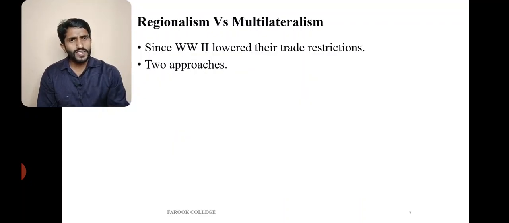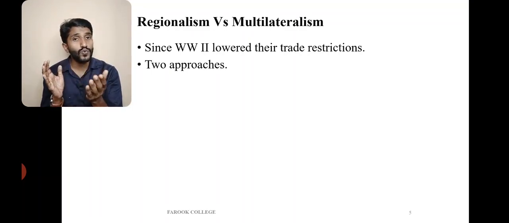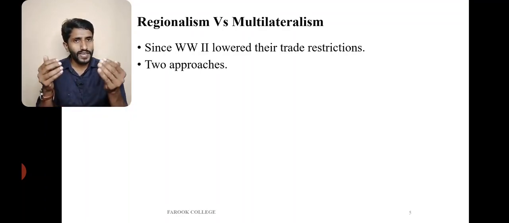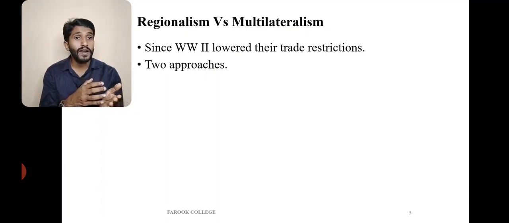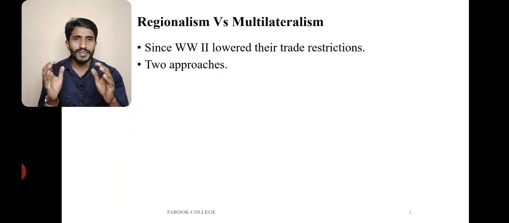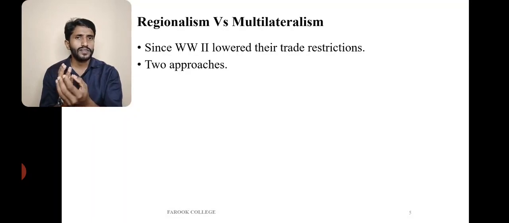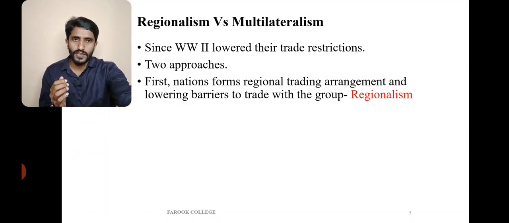Okay, so what are the different forms of economic integration? Economic integration might be in two ways. One can be called regionalism, and the other is multilateralism. As you know, after the Second World War, all the countries started to reduce the tariff barriers among themselves, and also some countries started introducing non-tariff barriers. So at this time, the countries followed two approaches mainly.